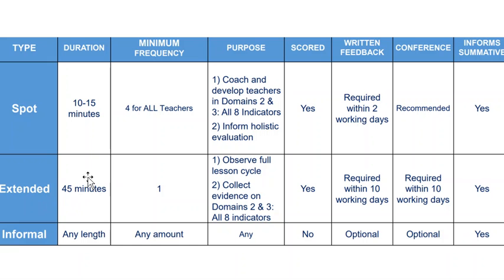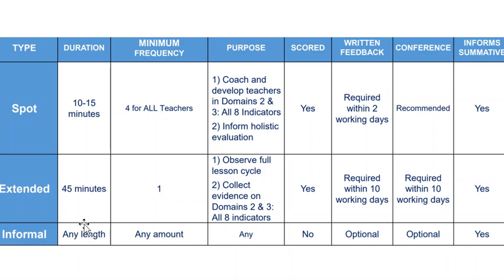You will have one 45-minute extended observation. Once again, this does not necessarily count towards your summative evaluation, but it will be used to inform that. The written feedback is required within 10 working days. And look, principals are busy. If they don't give you the feedback immediately, don't take it personal. Just shoot them an email. Say, hey, when would be a good time to schedule a meeting for my feedback from my spot? Or, hey, when would be a good time for you to schedule a meeting for my review of our extended? Just be polite in asking that, and don't take it personal. If they forget, just reach out to them.